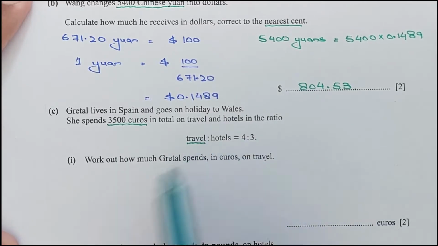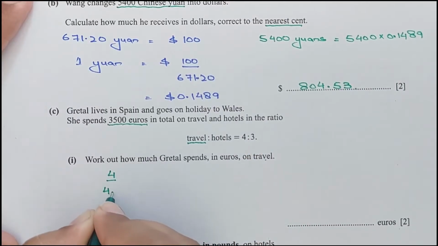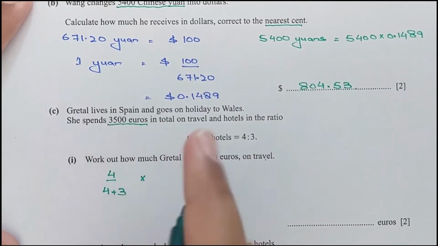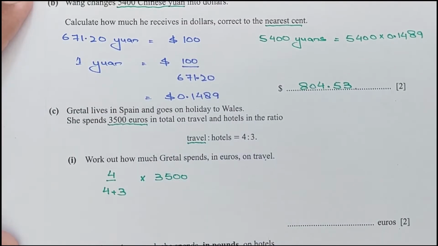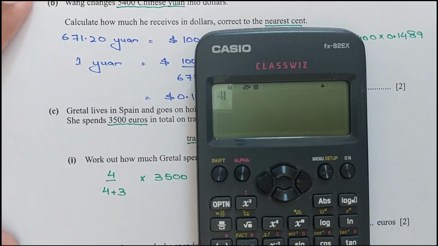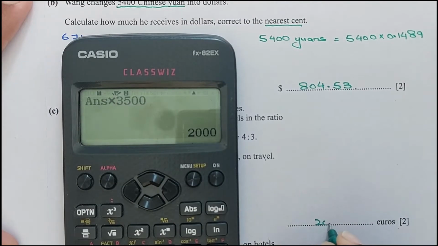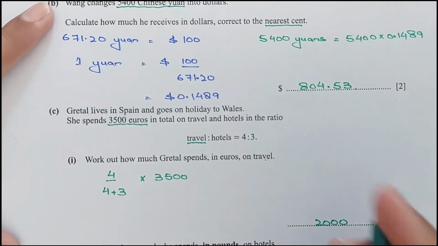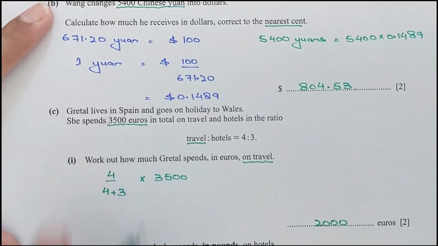We have to calculate for the travel. Travel is 4 out of the total, which is 4 plus 3, multiplied by the total spending of 3,500. So 4 plus 3 is 7, and 4 out of 7 times 3,500 is 2,000 euros. So she spent 2,000 euros on travel, and on hotel it is 1,500, obviously, to make 3,500.